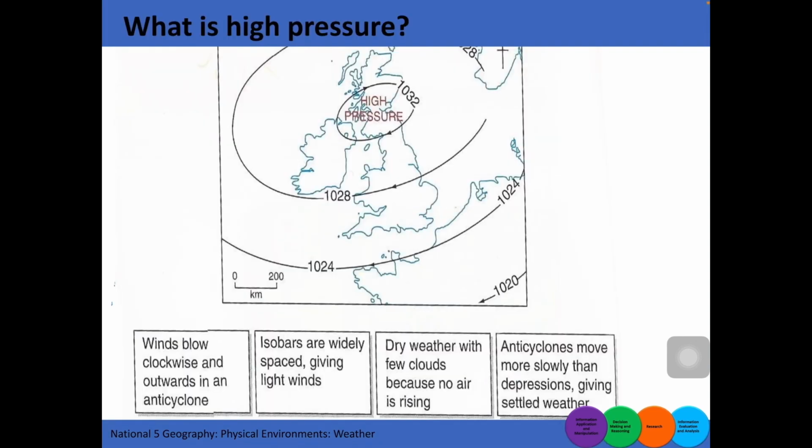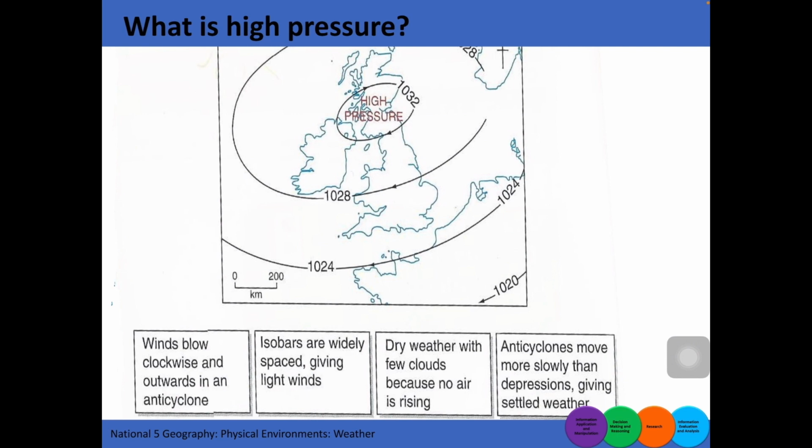Some of the common features of an anticyclone will be that the winds blow clockwise and outwards in an anticyclone. So again, if you look at this diagram and imagine the air coming down from the upper atmosphere, of course it's going to spread outwards as it reaches the ground surface. It has nowhere else to go. And it's going to spin clockwise, as you can see in the arrows here. So it's clockwise direction.